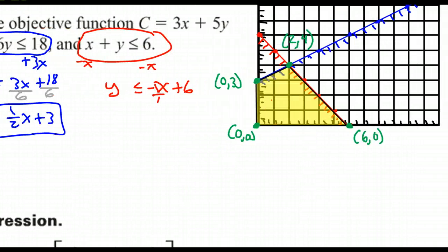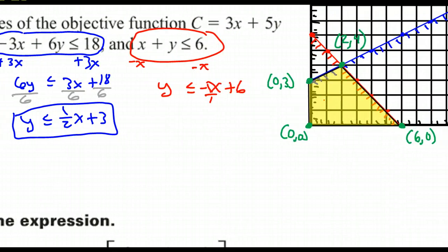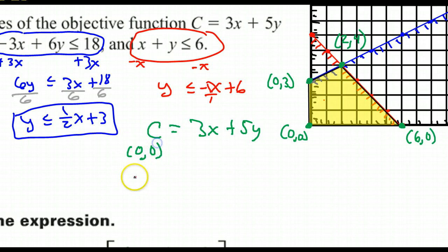Alright, so let's do our objective function right now. So this is the objective function, okay? It's c equals 3x plus 5y. So let's put these points in one at a time. So we're going to do 0, 0, 0, 3, 2, 4, and 6, 0.